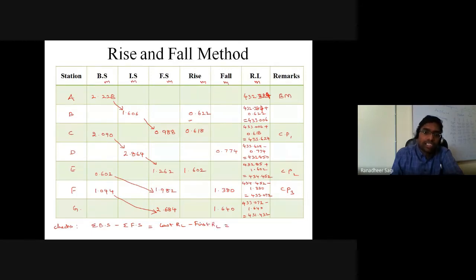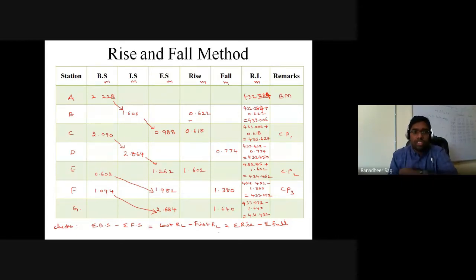And here, in the case of the rise and fall method, you have another arithmetic check condition, that is summation of rise minus summation of fall. It means summation of backsides minus summation of foresights should be equal to your last RL minus first RL, which should be equal to summation of your rise data minus summation of your fall data.